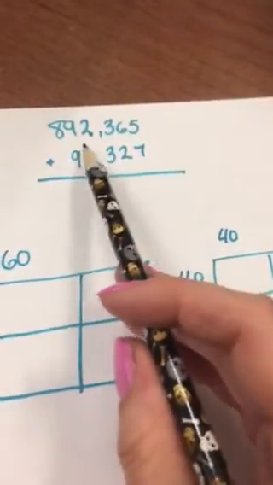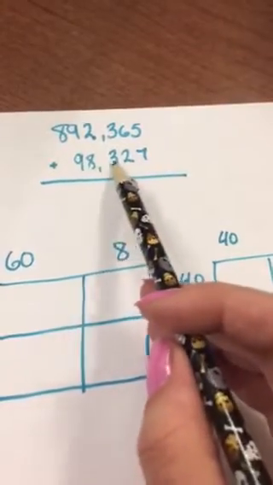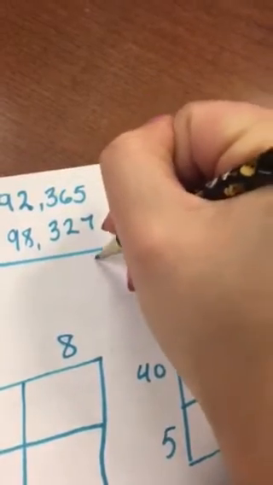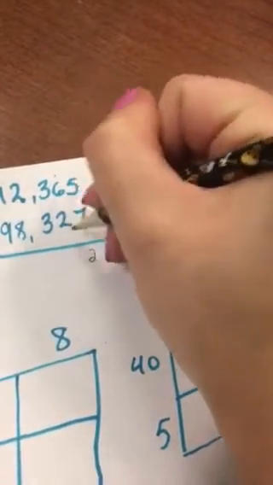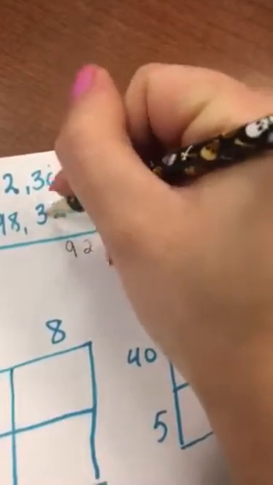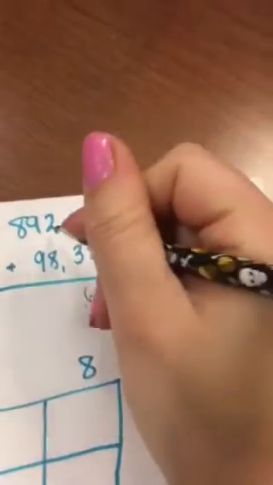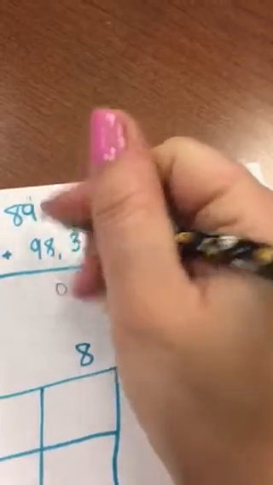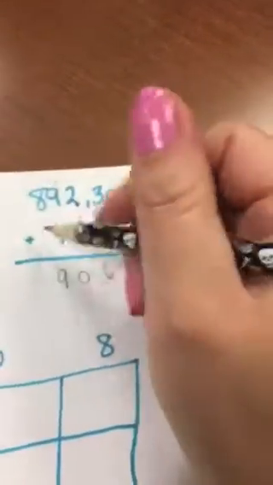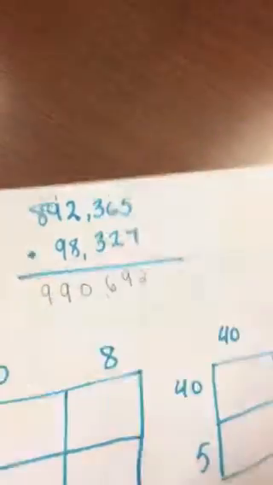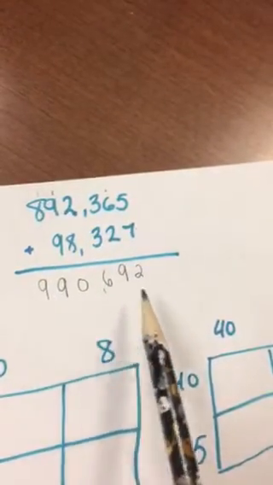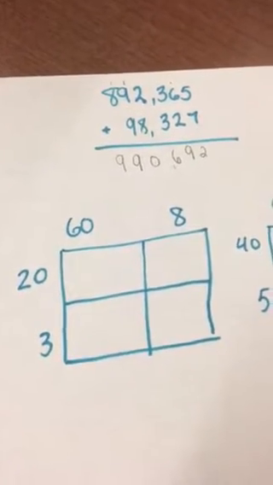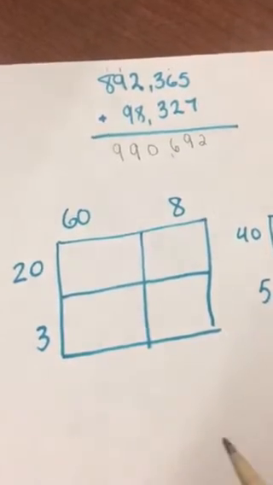Okay, the second question says solve 892,365 plus 98,327. I know that 5 plus 2 is 7, 6 plus 2 is 8, plus 1 more is 9. 3 plus 3 is 6. 2 plus 8 is a make a tens fact. It's 10, carry my 1. 9 plus 9 is 18, plus 1 more is 19. Carry my 1, and 1 plus 8 is 9. My final answer is 990,692.